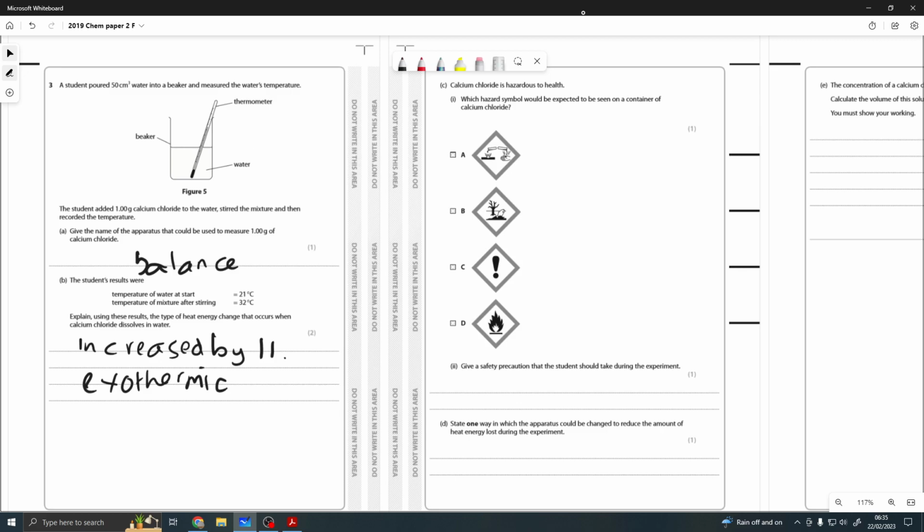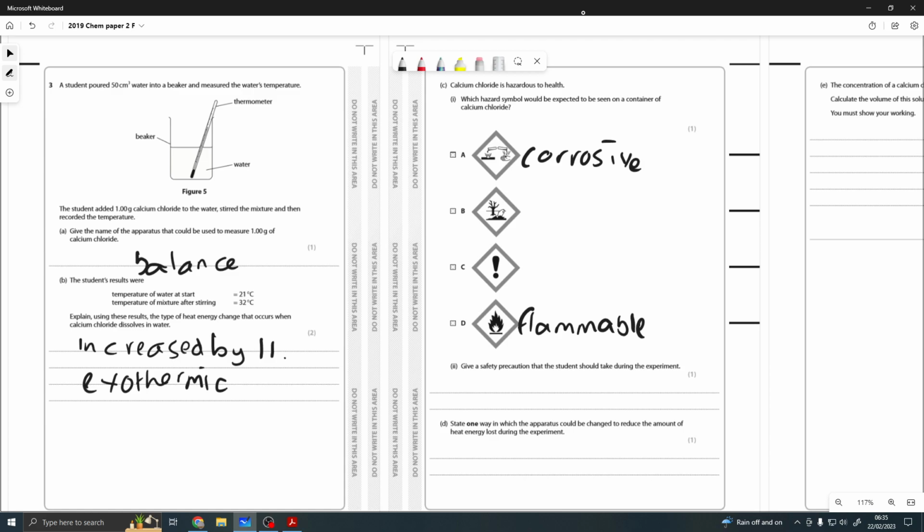Right, calcium chloride is hazardous to health. Which hazard symbol could be expected to be seen on a container of calcium chloride? Okay, we've got some here. Now, this one, obviously, is flammable, so it's not that one, because that's not hazardous to health. Specifically, you could argue that being on fire is hazardous to your health, but it's not the exact symbol for it. This one is corrosive, so not specifically hazardous to health. Now these two are left.